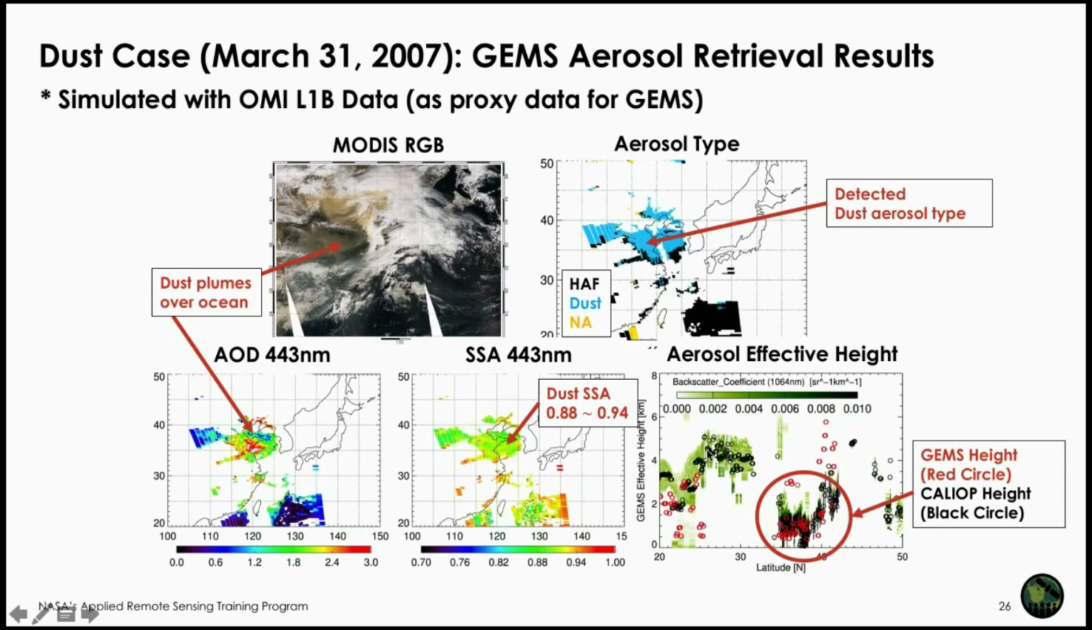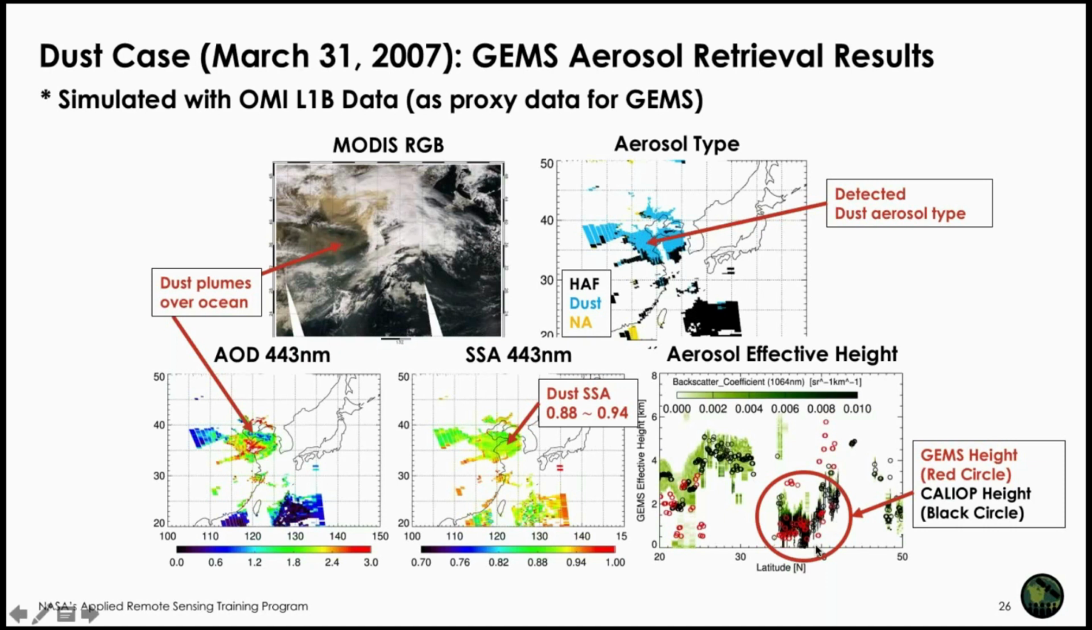The green color and red circles are obtained from the LiDAR measurement, CALIOP. And CALIOP can use the laser information to get the aerosol height information. So in general, we use this CALIOP height as a reference.